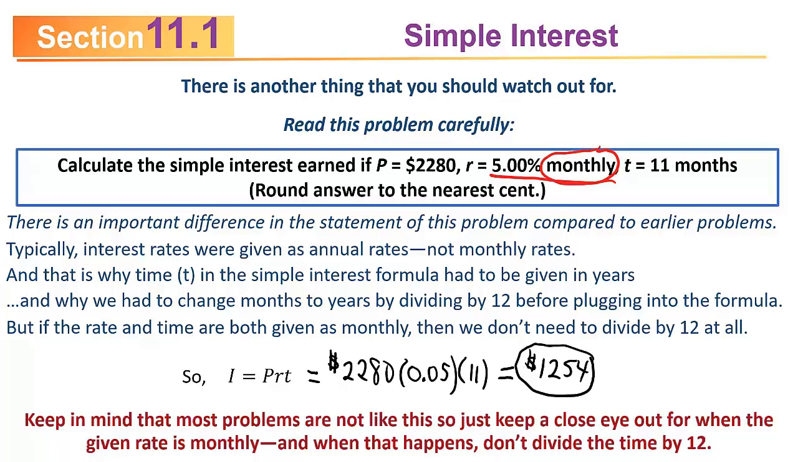And keep in mind, these problems don't pop up all the time, so you just have to keep a close eye out for an interest rate that's given as monthly instead of annually, and it doesn't happen very often.